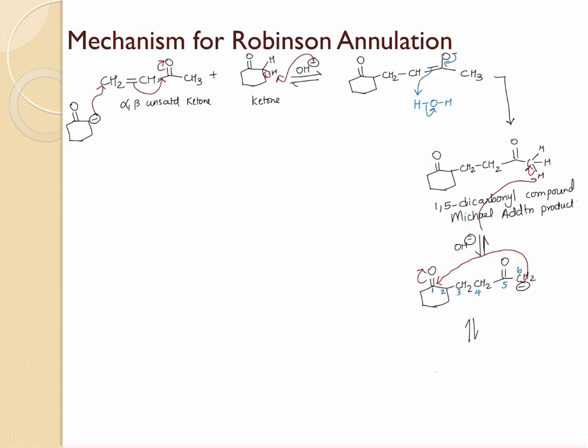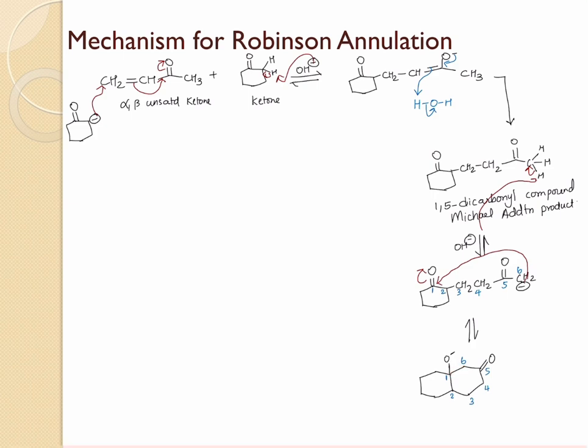So let's write it down. We should have two 6-membered ring structures which are fused together. If you assume this to be 1, this is 2, 3, 4, 5, 6. On carbon number 1, we do have a carbon-oxygen single bond which should have a negative charge on it. And on carbon 5, we do have the carbonyl group. And here is the new carbon-carbon single bond that is formed.